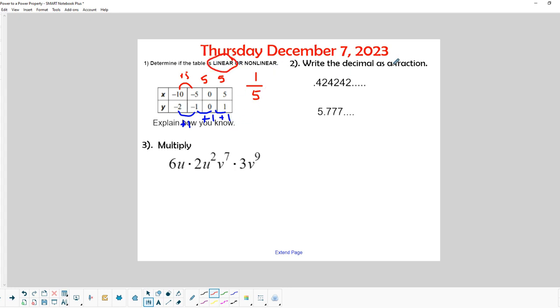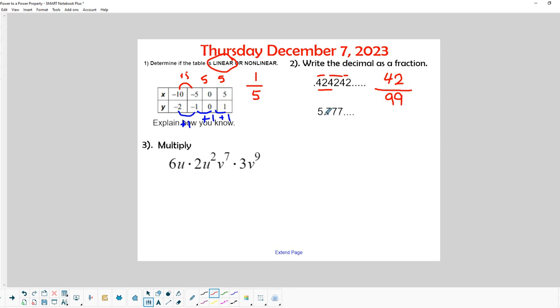All right, so next, write the decimal as a fraction. We've got 42, 42, and 42. So we have the digits 42 that are repeating. And as we learned, instead of putting 42 over 100, we have to do 42 over 99. Two digits that repeat, two nines that go under it for our repeating decimal version of a fraction.